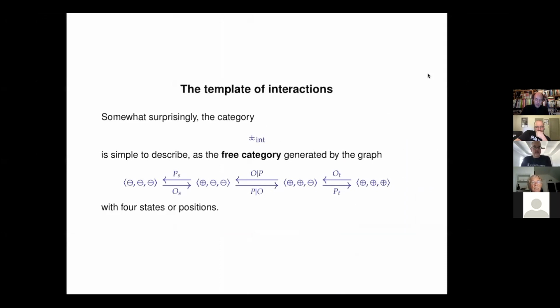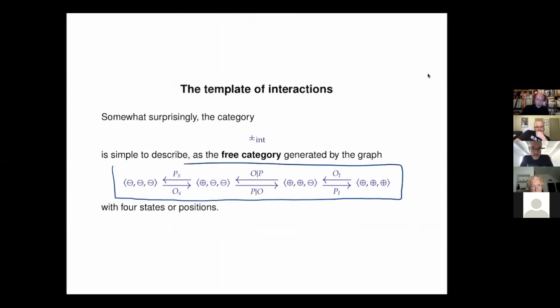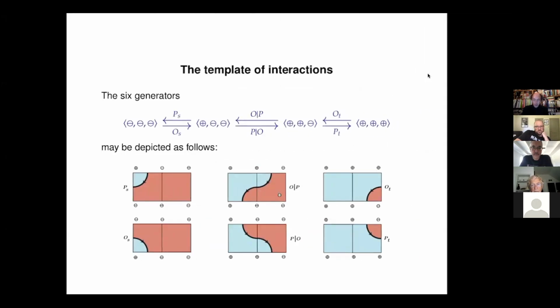It's this category here. So it's the free category generated by this graph. And if you look at it, the objects of this graph are triples. And the triples describe the internal polarities during an interaction between 2 strategies. Okay, so that's why this is called a template of interactions. And so this is the pictorial way that I like to represent them.